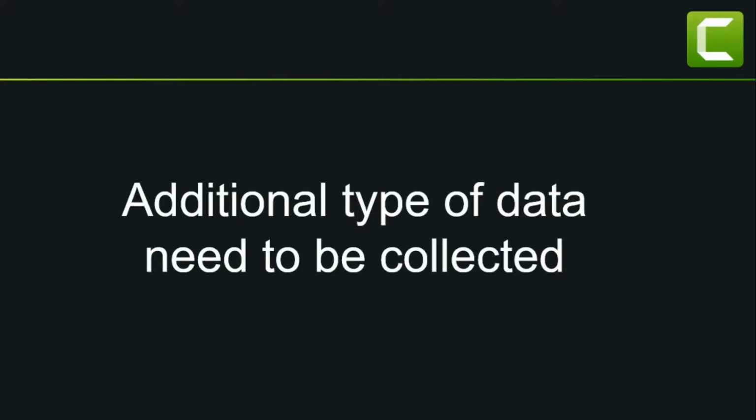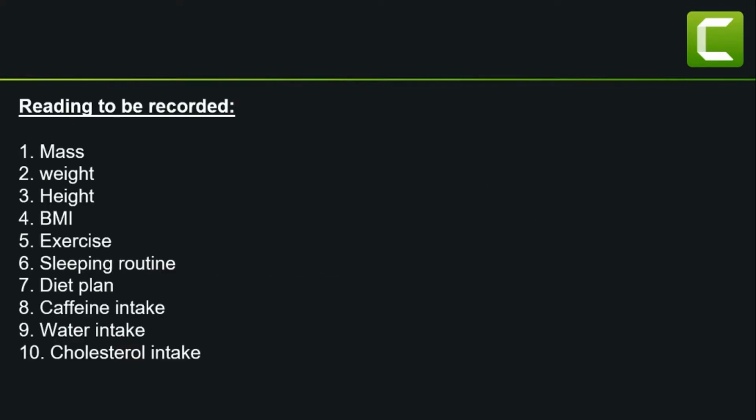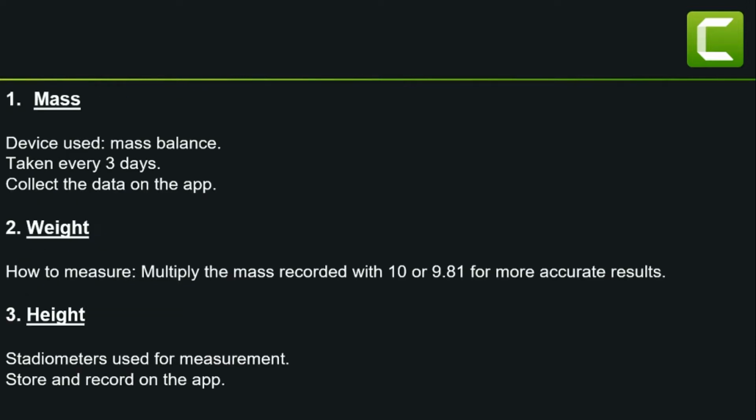The initial objective measurement designed for Bono might not hold true, so additional types of data need to be collected. For example, mass, weight, height, BMI, exercise, sleeping routine, diet plan, caffeine intake, water intake, cholesterol intake. These are all examples of static, dynamic, categorical, and numerical data. So I'll tell you how to collect the data and what we can do with it.